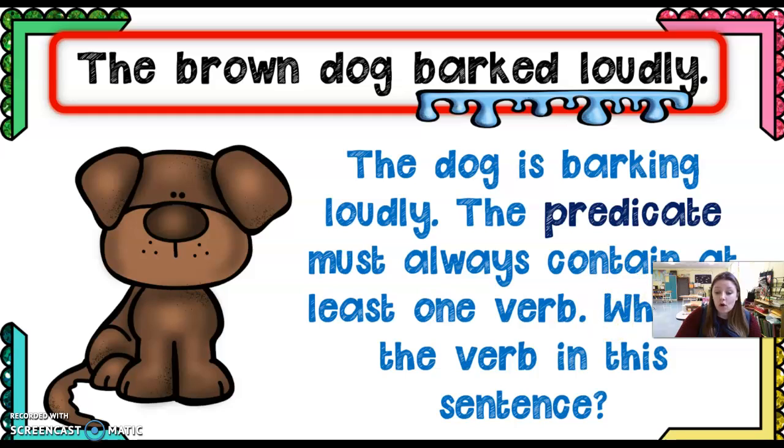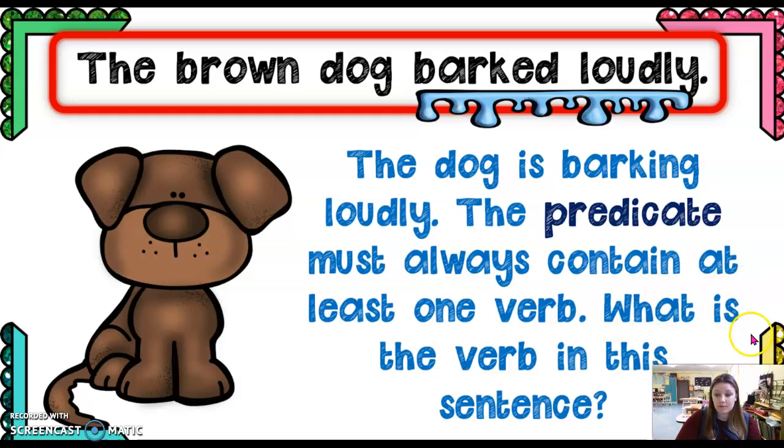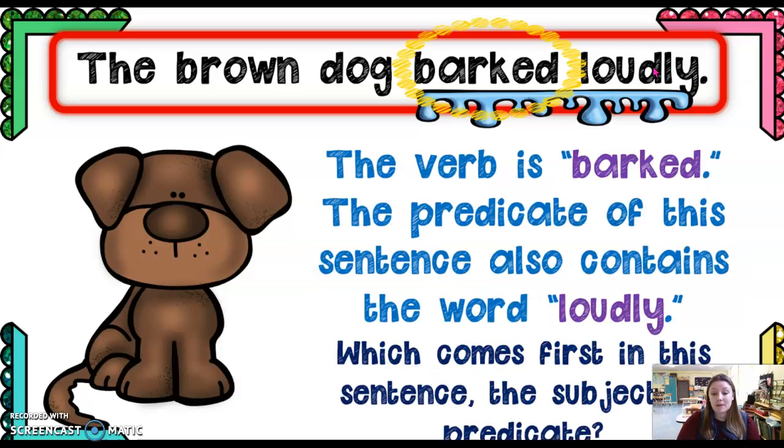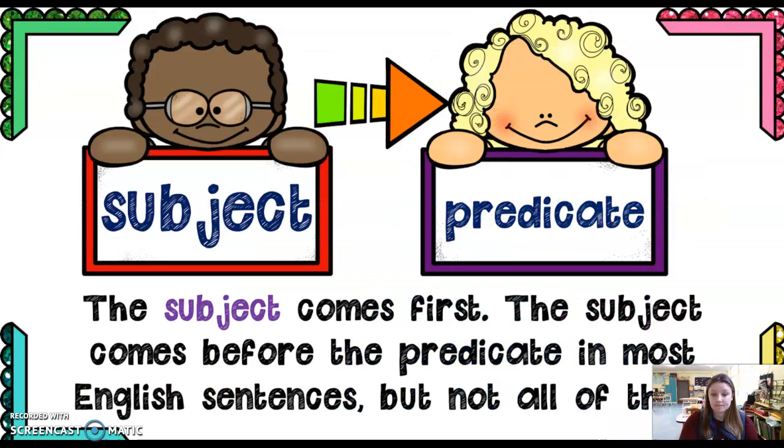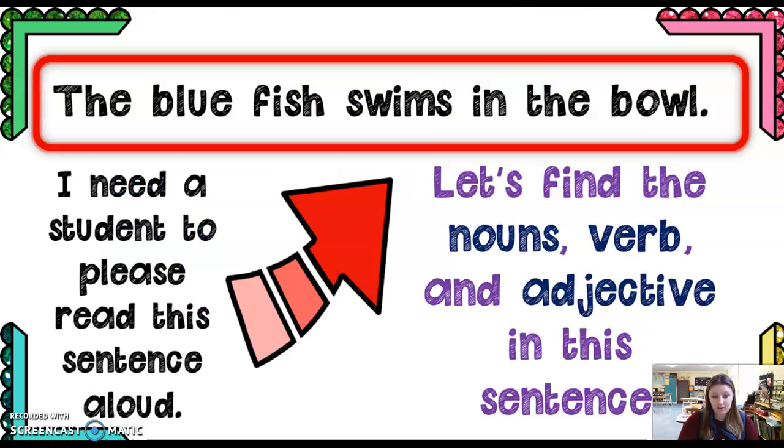The predicate must always contain at least one verb. What's the verb in this predicate? Is it barked or loudly? The verb is barked. The predicate of this sentence also contains the word loudly. Okay? Which came first in this sentence? The subject or the predicate? Remember, the brown dog was our subject. Barked loudly was our predicate. The subject came first. Very good. The subject comes before the predicate in most English sentences, but not all of them. Most of the time, but not all the time.